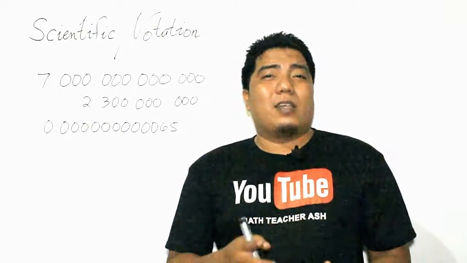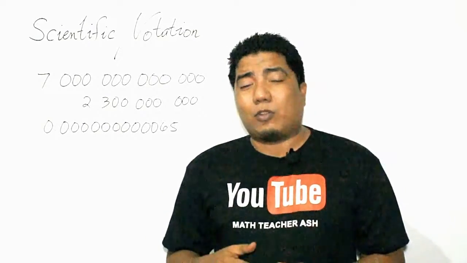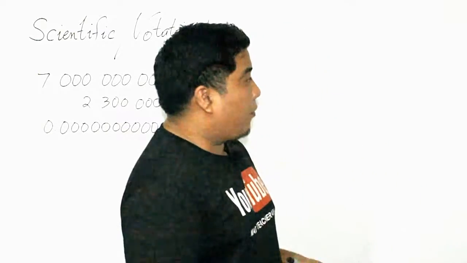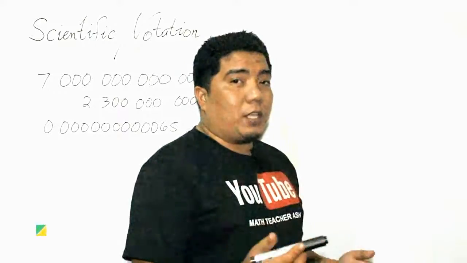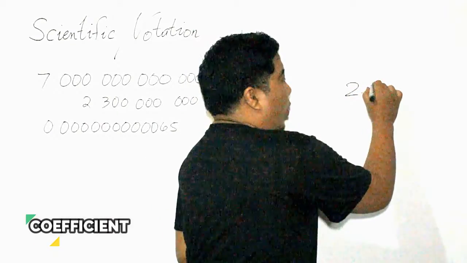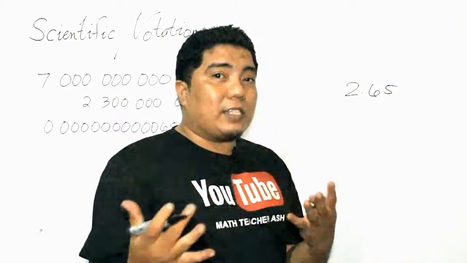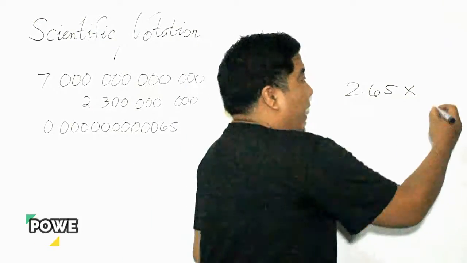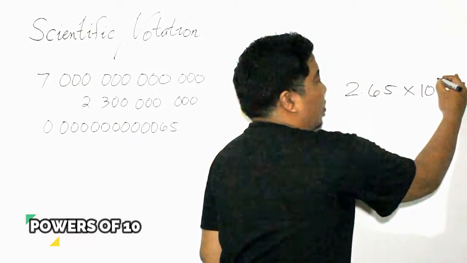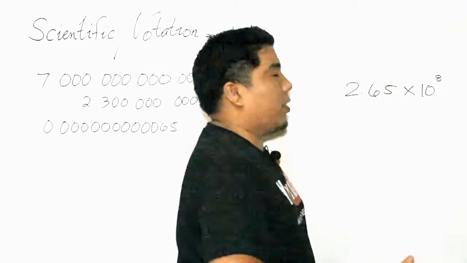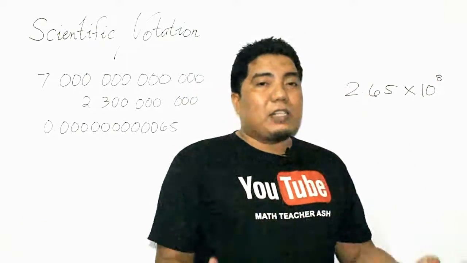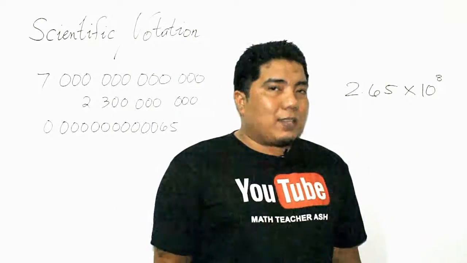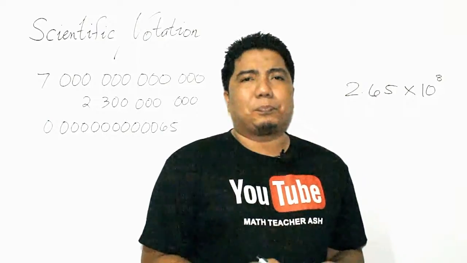The question is, how do we write scientific notations? Scientific notation has its parts. The first part is what we call the coefficient. So example, we have 2.65. So that is the coefficient. And then this will be followed by a multiplication sign and then the powers of 10. So example, 10 to the 8th power. So this is read as 2.65 times 10 to the 8th power, or 2 and 65 hundredths times 10 to the 8th power.